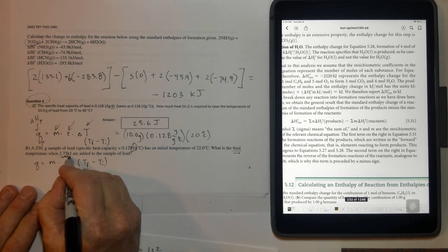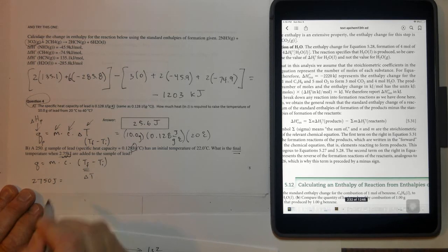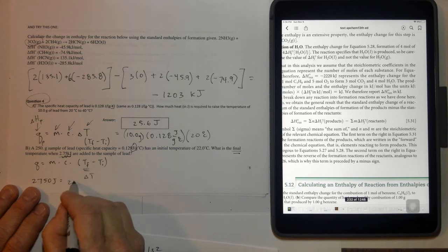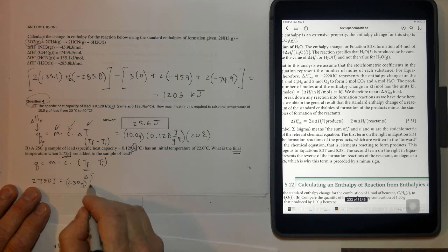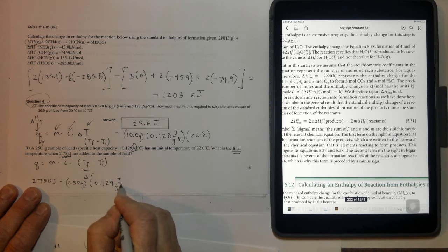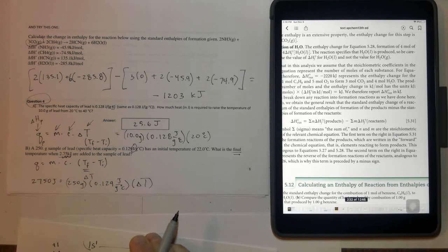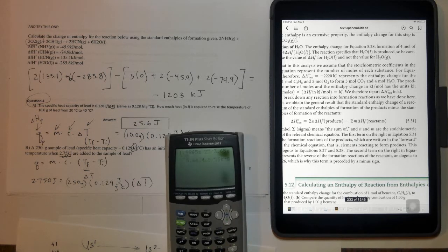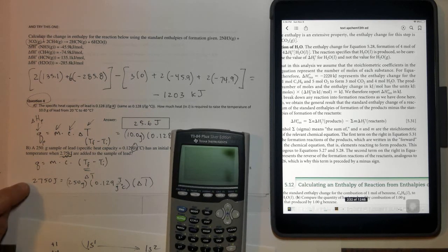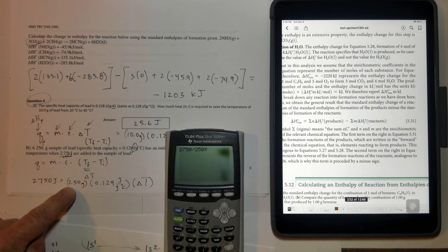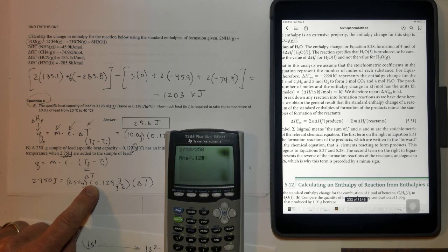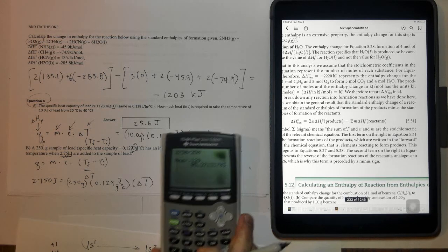Kilojoules to joules is 3 to the right, so 2750 joules is equal to the mass, a 250 gram sample of lead, times the specific heat capacity, which is 0.129 joules per gram degrees Celsius, times delta T. We'll look for delta T. Let's do it on the calculator so you can watch me do it and check my work as well. 2750 divided by 250, enter, and then divided by 0.129, enter. So 85.27 is our change in temperature.